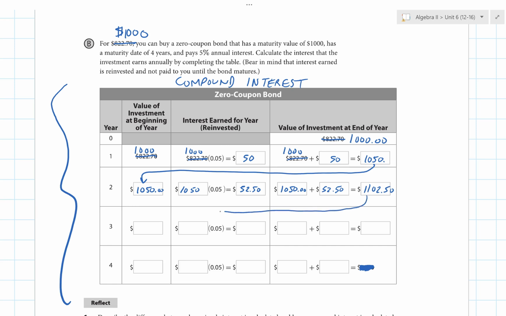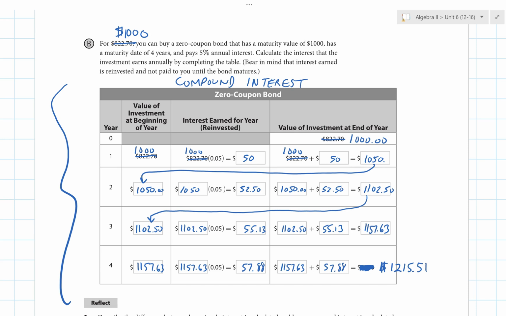So I'm going to let you go ahead and press pause on the player and see if you can fill in these next two rows and see how much money you end up with in the end. Okay, so now you can go ahead and compare your results with what I got here. And so I came out with a total of $1,215.51 by the end of the year.